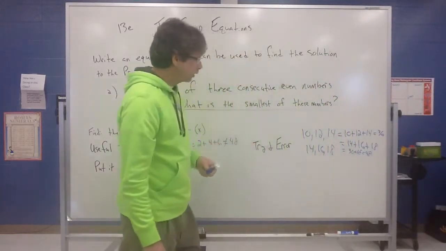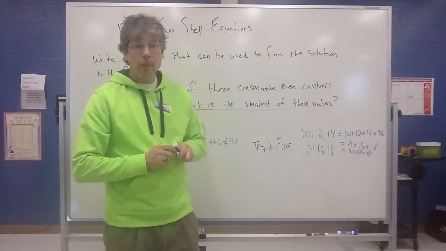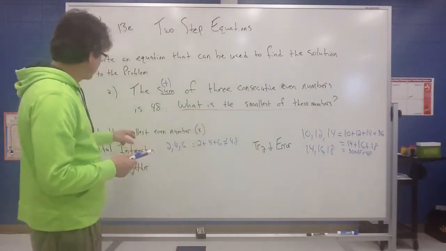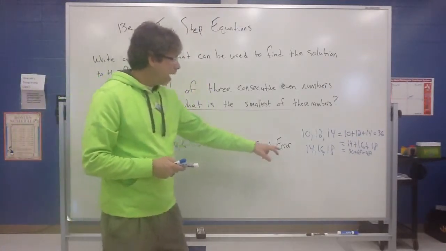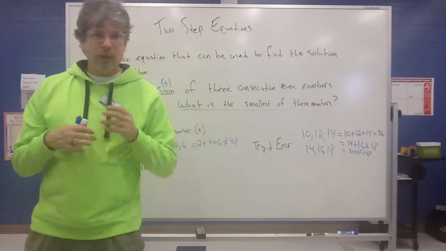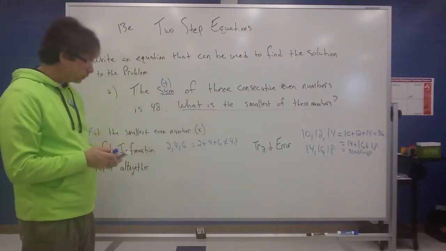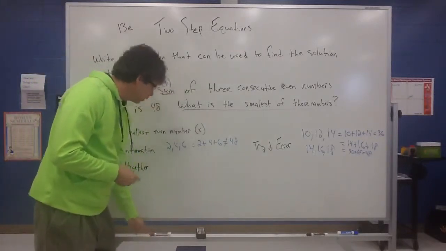So my trial and error is kind of leading me to, hey, 14, 16, and 18 are actually my answers. And since I'm looking for the smallest even number, my answer's actually got to be 14. There's my trial and error. Okay? But what they want us to do, though, is write an equation that represents our thinking. So this is where we come in with our thinking.